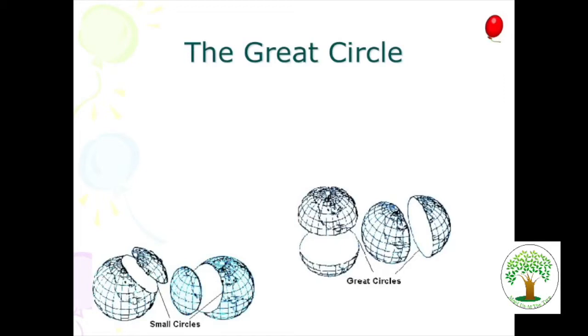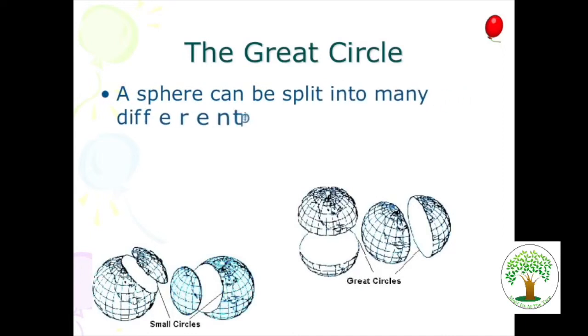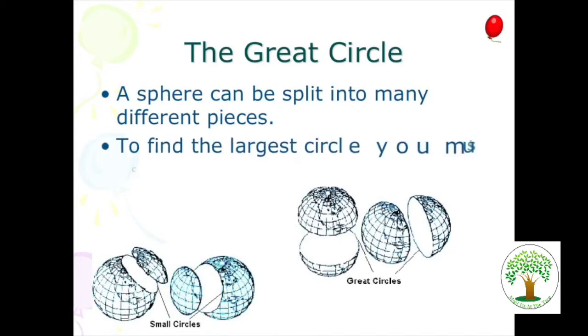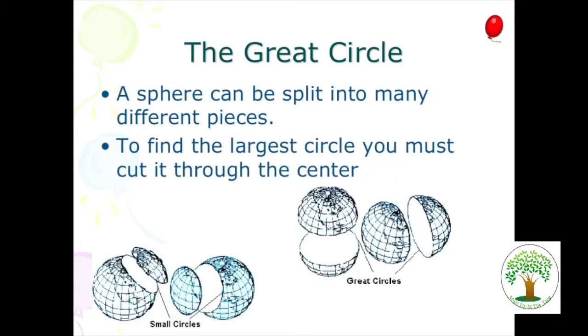The largest circle is going to be where? At the equator, or at the prime meridian, right? And so the great circle: the sphere can be split into many different circles. We already talked about that, right? To find the largest circle, we must cut it through the center. If I cut it at the top somewhere up here, I'm going to get a circle, but it won't be the largest one. If I want the largest one, it's got to go through the center, through that middle line.